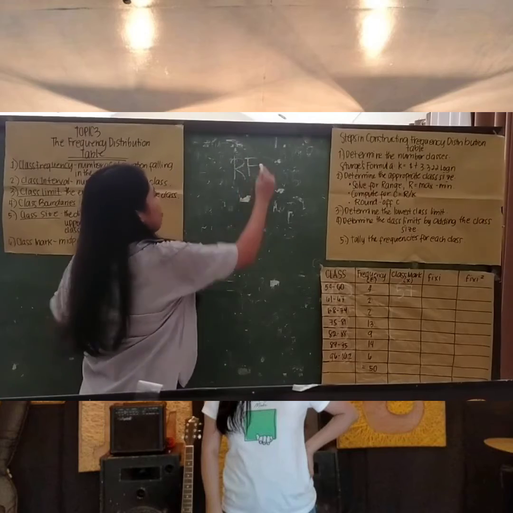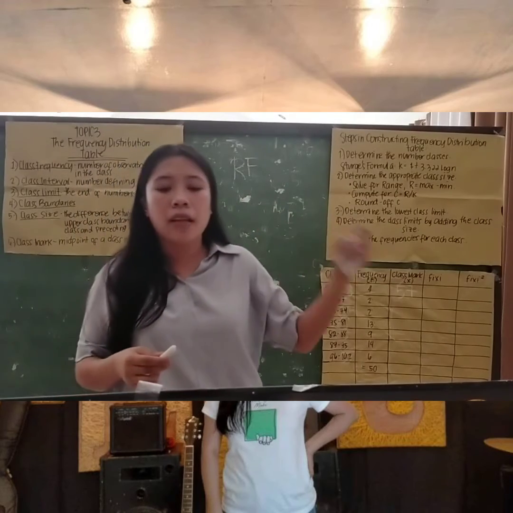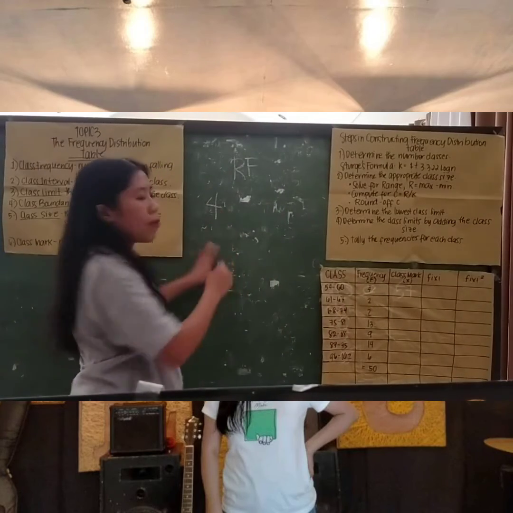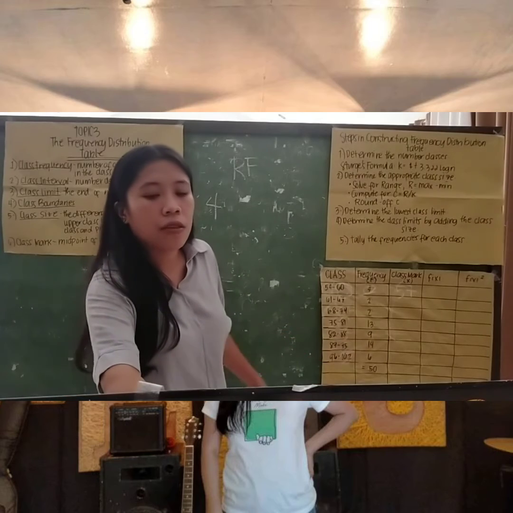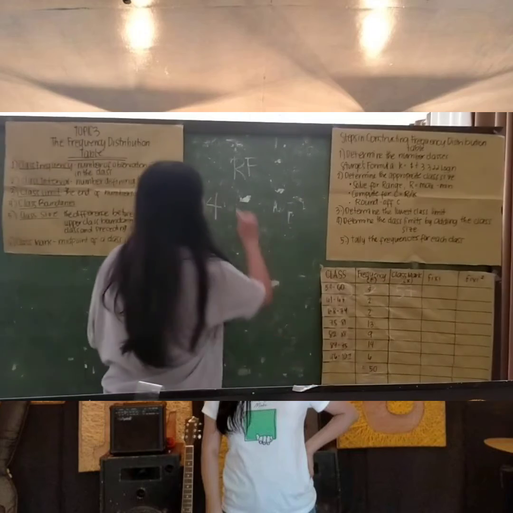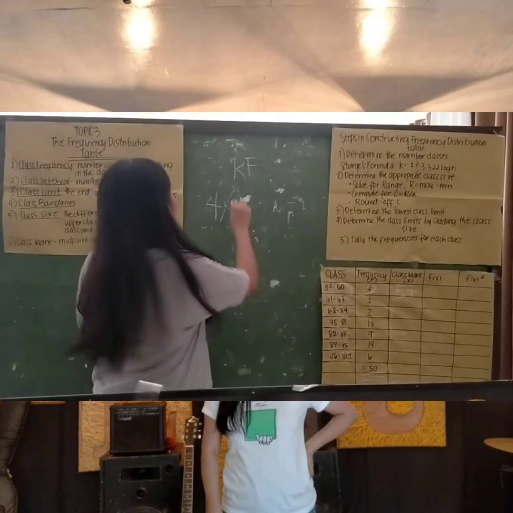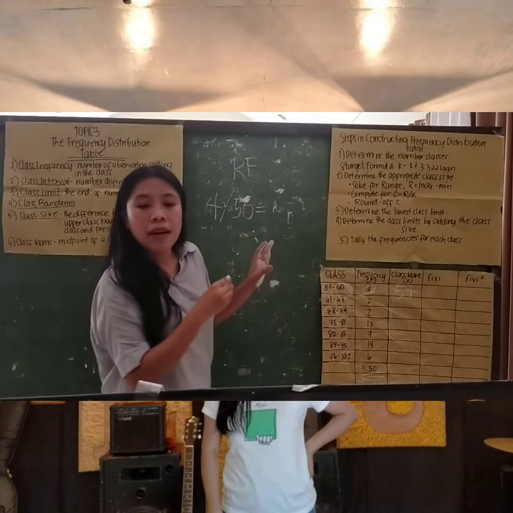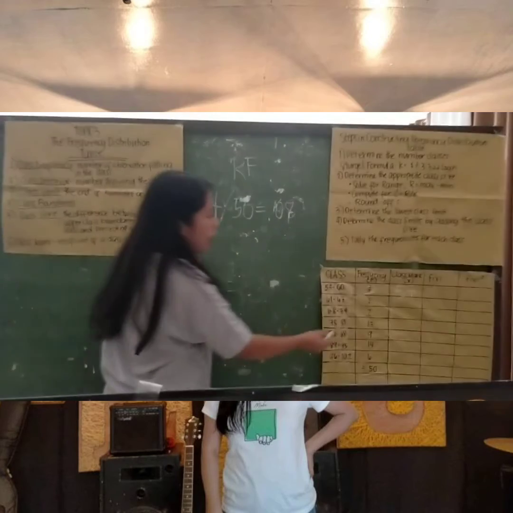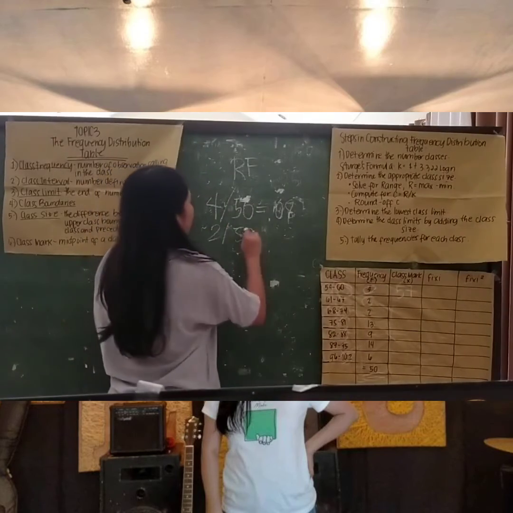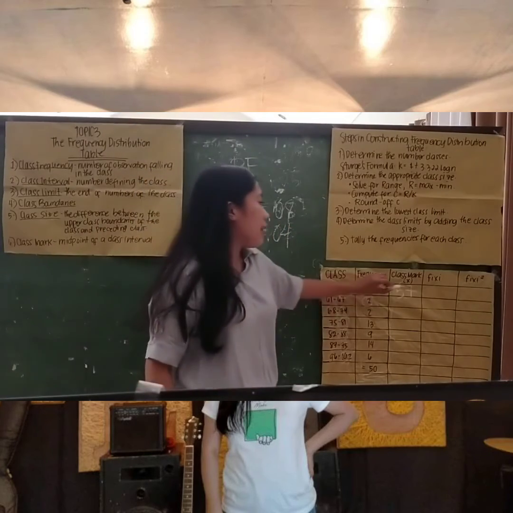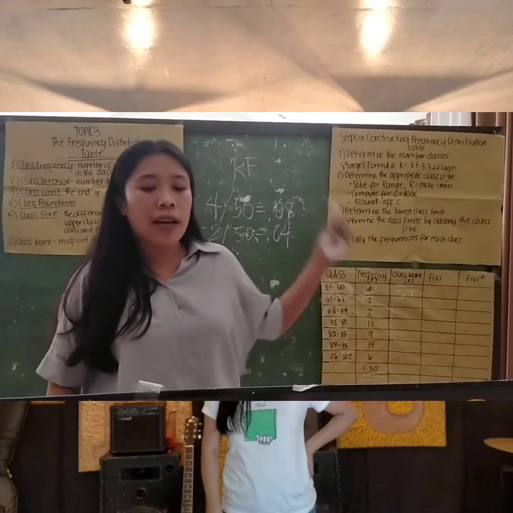And then to get our RF, the formula is frequency divided by total frequency. Our frequency is 4. When you add all the frequencies, the total is 50. So 4 divided by 50 equals 0.08. And then 2 divided by 50 is 0.04. We do the same for the other frequencies to get our RF.